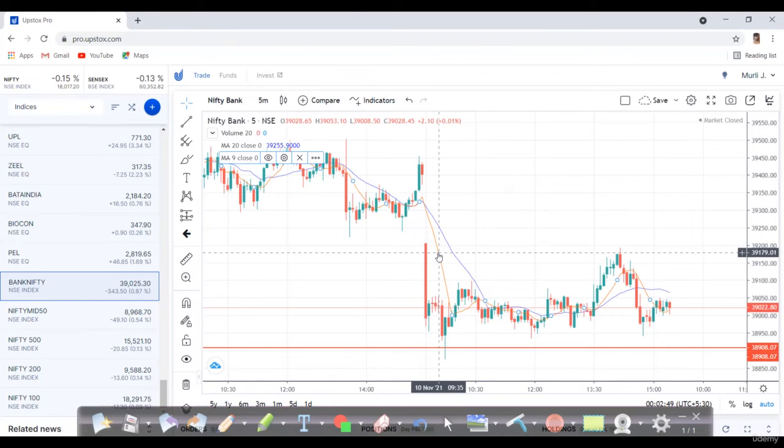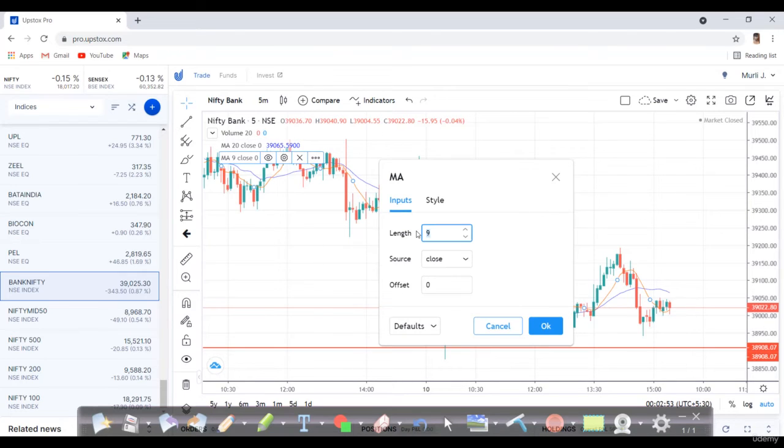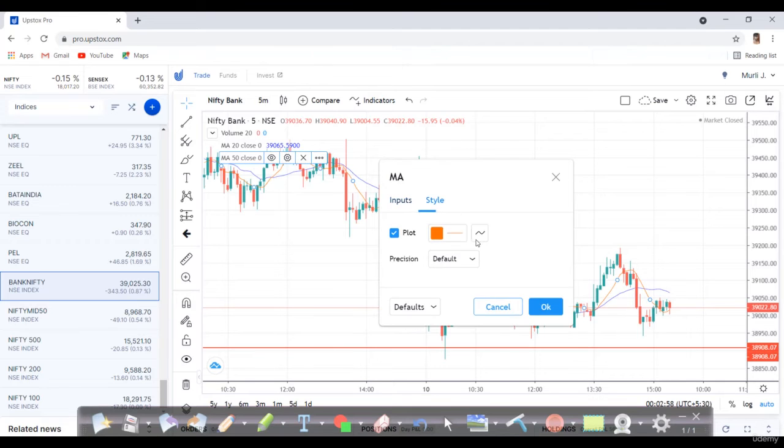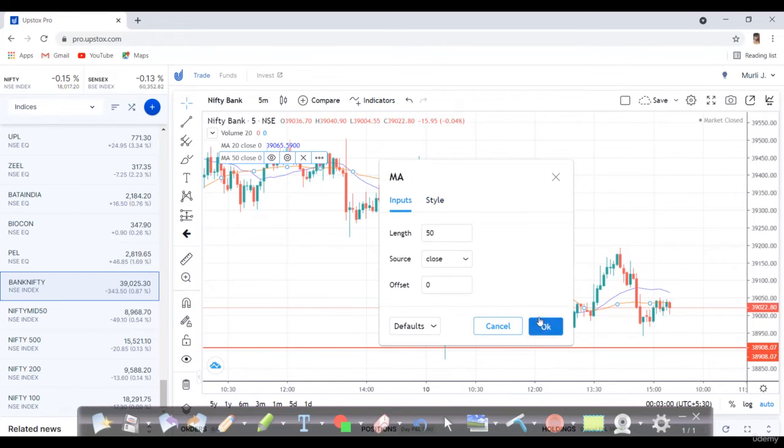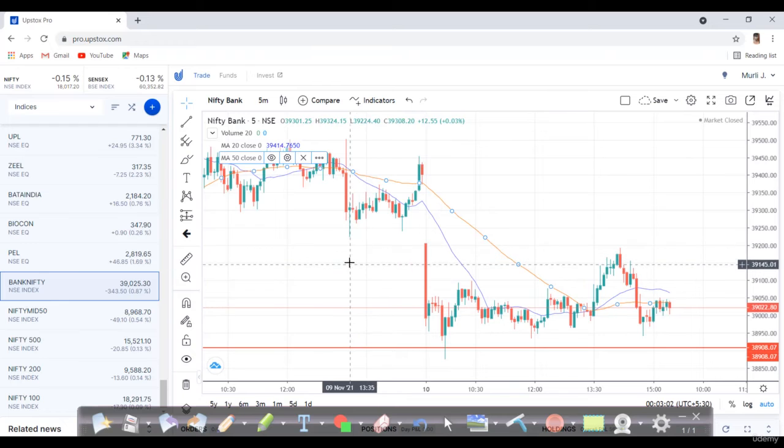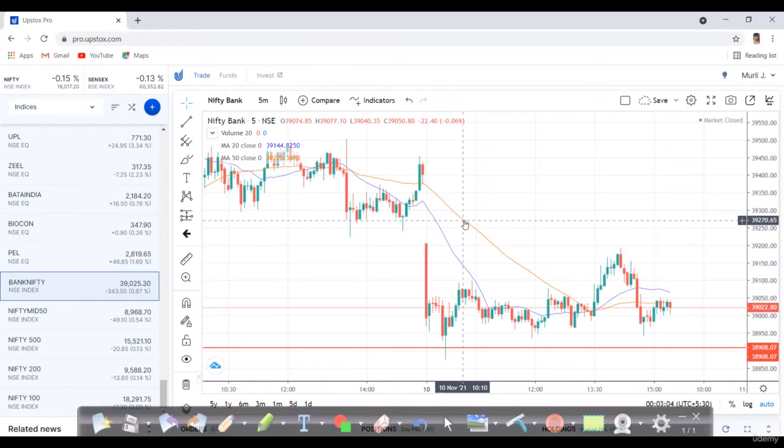Now go to this line, go to settings again, and type 50. If you want to change the color, you can change it from the styles. I'm keeping it as it is. Now if you look at it, the orange line is the 50 moving average and the blue line is the 20 moving average, and I am checking the 5 minute chart.